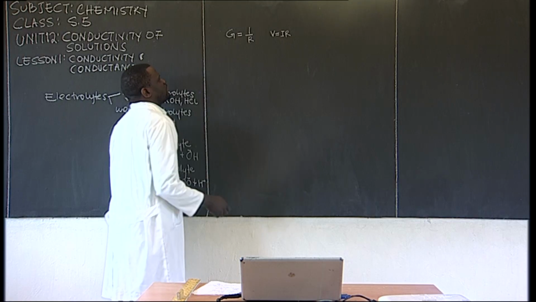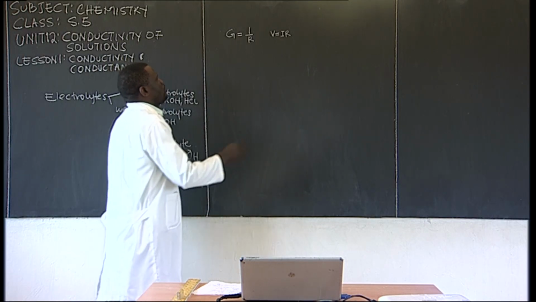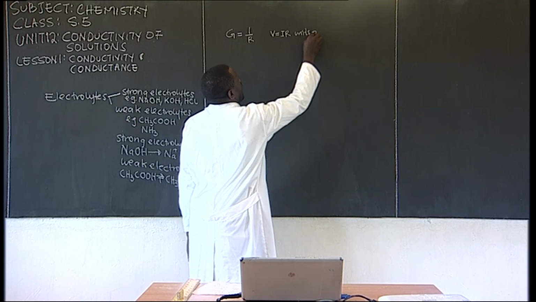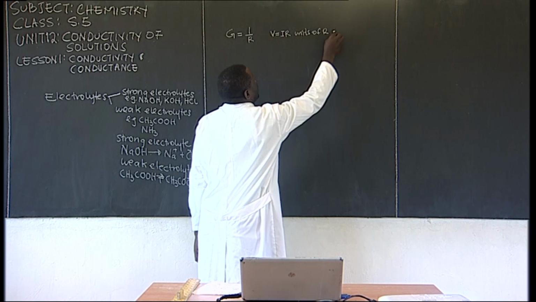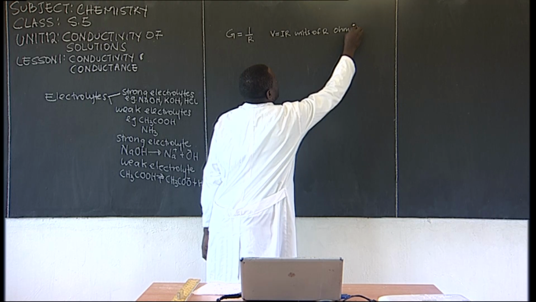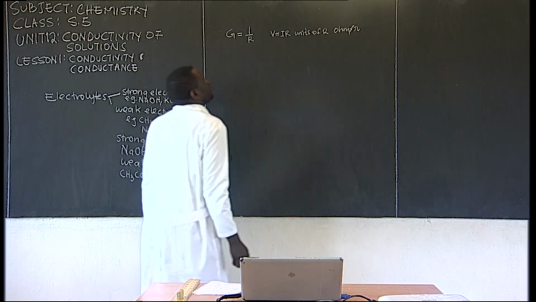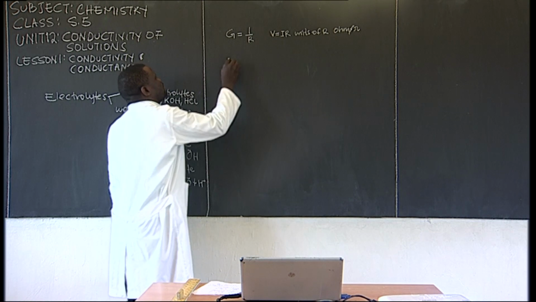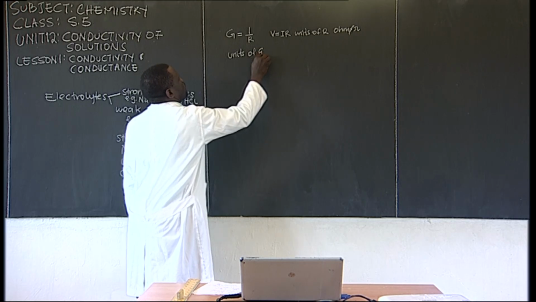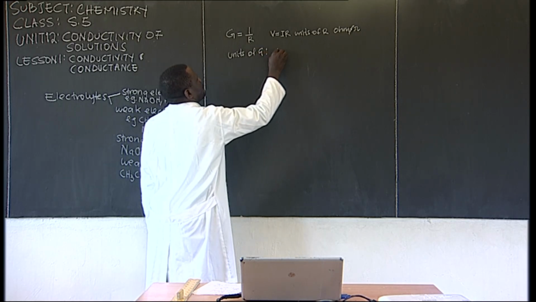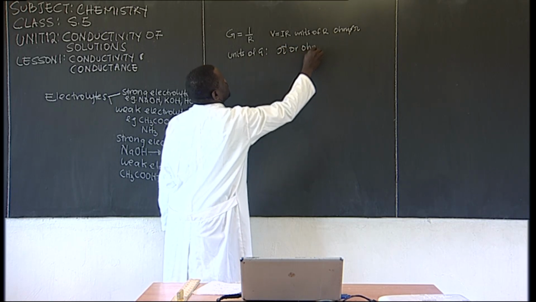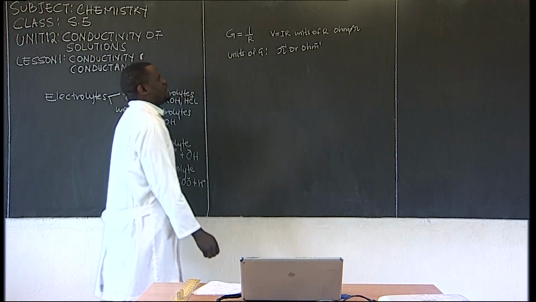Then V is voltage. Normally the units of R, who can tell us? Yeah, ohms. You can say ohm or that symbol. So meaning the units of G, of our conductance, will be per ohm. Those are units of G.